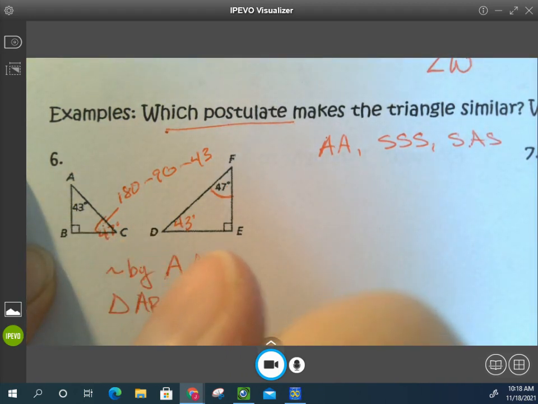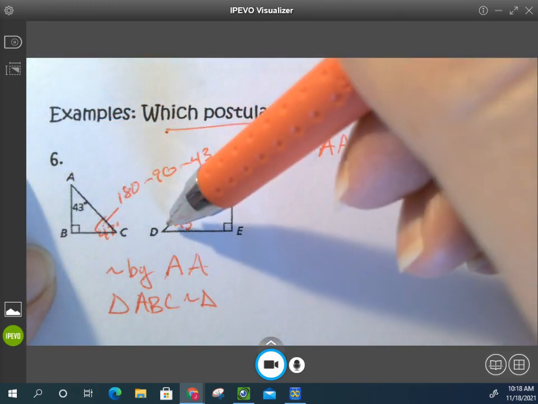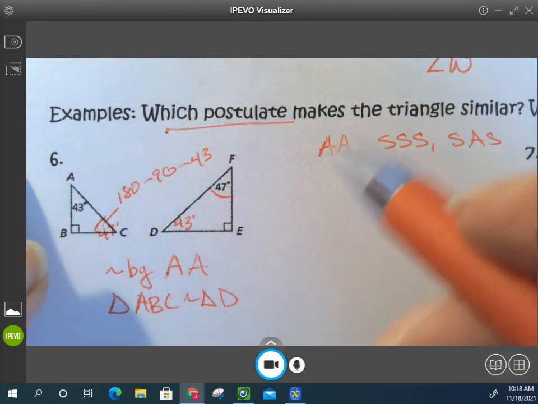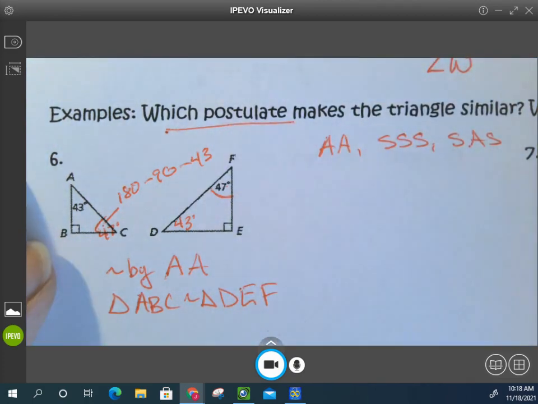Now let's match this up properly. So A is 43 degrees. It goes with D. And then B was 90. It goes with E and then F. But it might not be alphabetically. All right, so those are the two things we need, and finding the angles is my work.